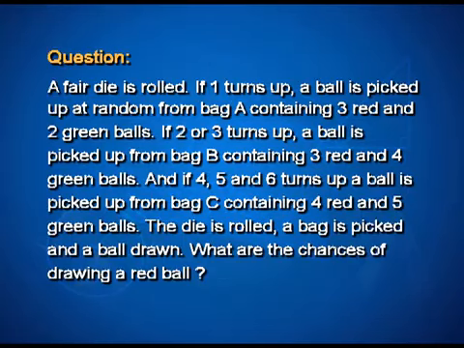Now, this is a kind of situation we will extend in our next situation. So, look at the problem and see what it says. We have a fair die being rolled. If one turns up, a ball is picked up at random from bag A containing 3 red and 2 green balls. If 2 or 3 turns up, a ball is picked up from bag B containing 3 red and 4 green balls. If 4, 5 or 6 turns up, then the ball is picked from bag C, which has 4 red and 5 green balls. The die is rolled, bag is picked and a ball drawn. What are the chances of drawing a red ball?